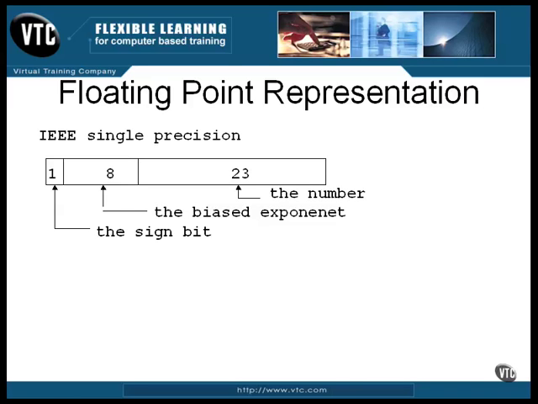The exponent is 8 bits. It's stored as an unsigned number in the range 0 to 255. The stored value is biased by 127. To find out what the actual exponent value is, subtract 127. That way, the value in the exponent is in the range minus 127 to plus 128. Remember, this is all base 2, not base 10. That is, the exponent is a power of 2.